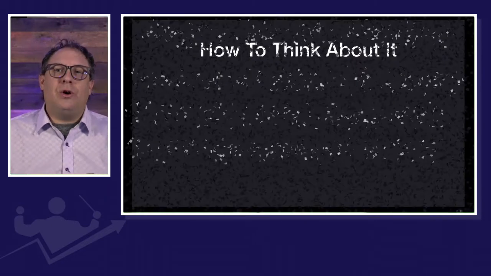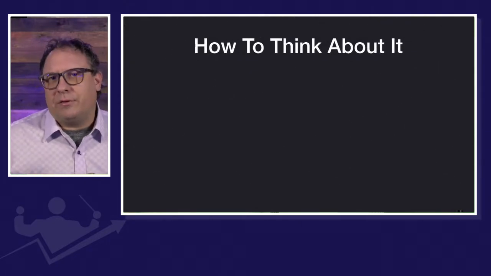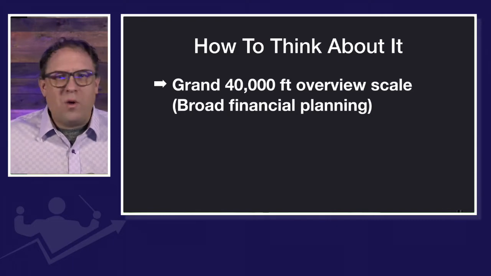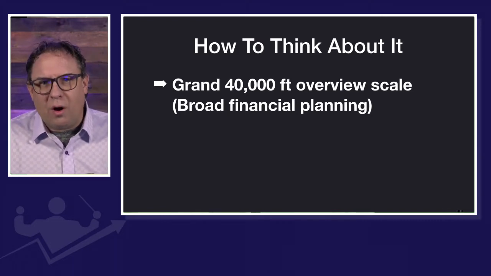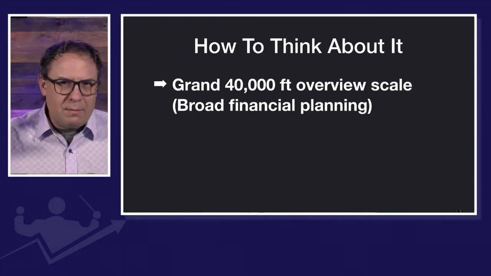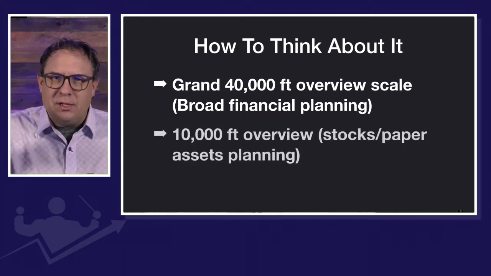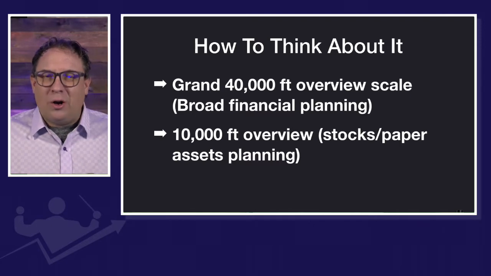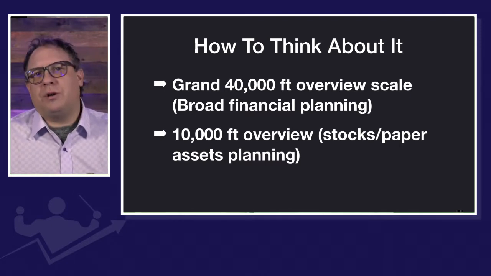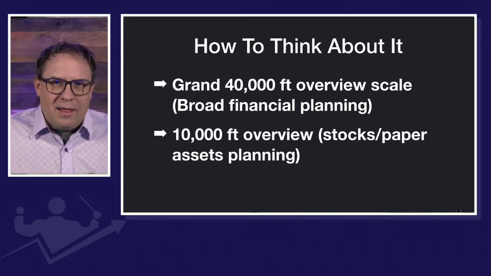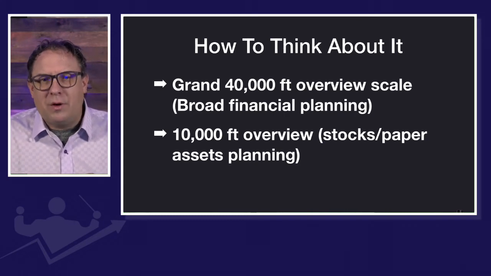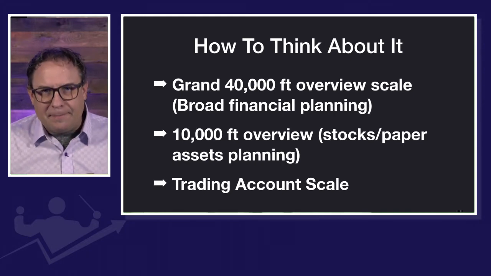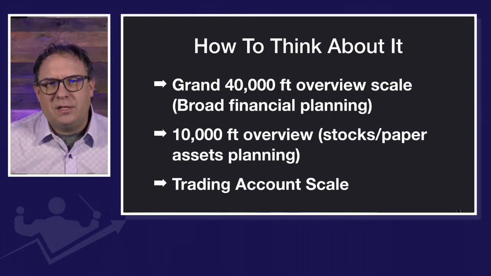All right. So for starters, I'm going to talk about three different components of this. One is what I call the grand 40,000 foot overview scale. This is broad financial planning. Big picture. And then we're going to zoom in to what I call the 10,000 foot overview. And this is going to be basically all your paper assets, your stocks, your IRAs, 401ks, all that stuff. And then we'll go micro into your trading account. And we'll talk about how all these pieces fit together, okay?